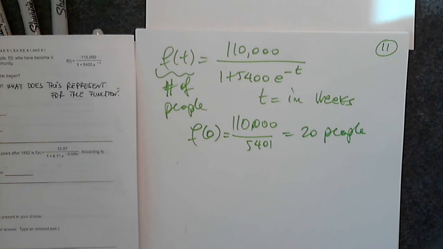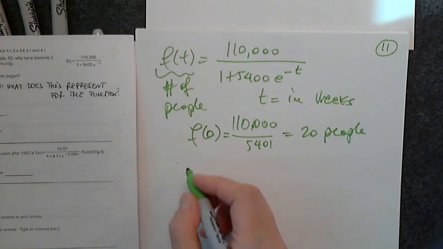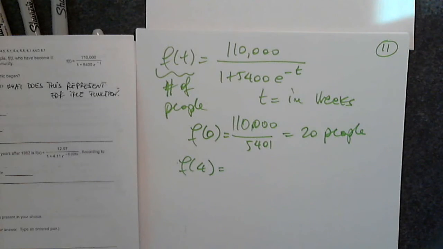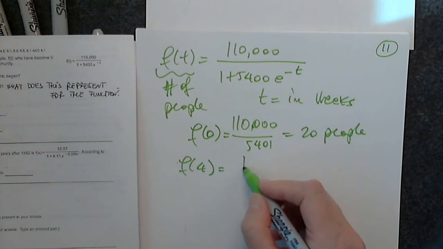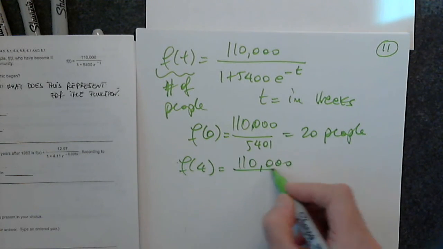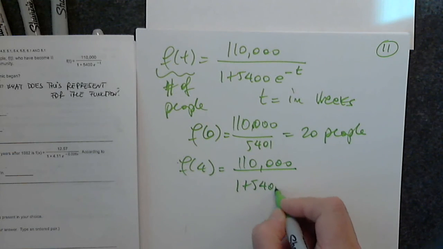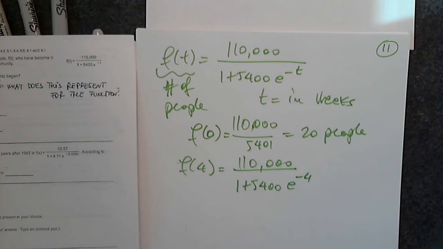Part B. How many people were ill by the end of the 4th week? What are we trying to determine now? F of 4. Very good. For this one, we have to plug it into the graphing calculator: 110,000 over 1 plus 5,400 e to negative 4. Please remember parentheses. Without parentheses, we're not going to get what we're looking for.